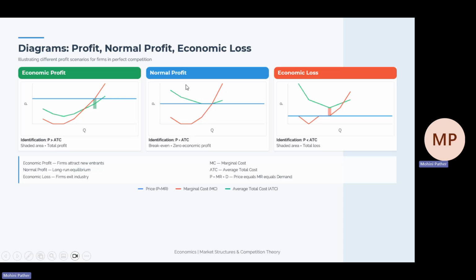This is what your normal profit curve looks like. This is your price, and this is your average total cost curve running down here, as well as your marginal cost curve here in red. Here again, you can see the reverse from the economic profit occurs in the economic loss section, with this red rectangle representing your total loss.